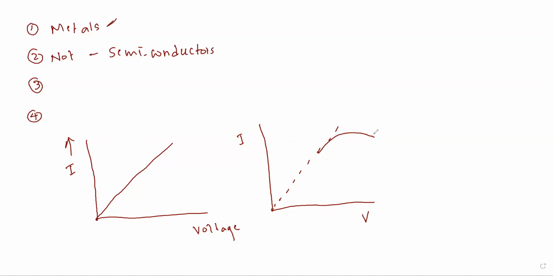It bends slightly. Why? As the voltage increases, current also increases. This is the experimental representation. Here Ohm's law is not obeyed.